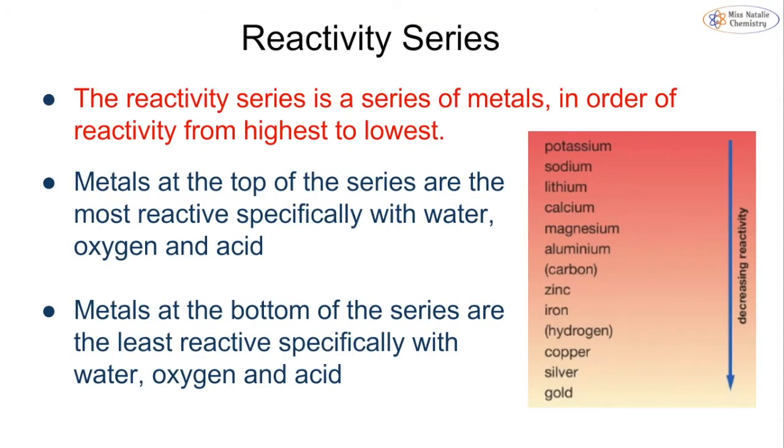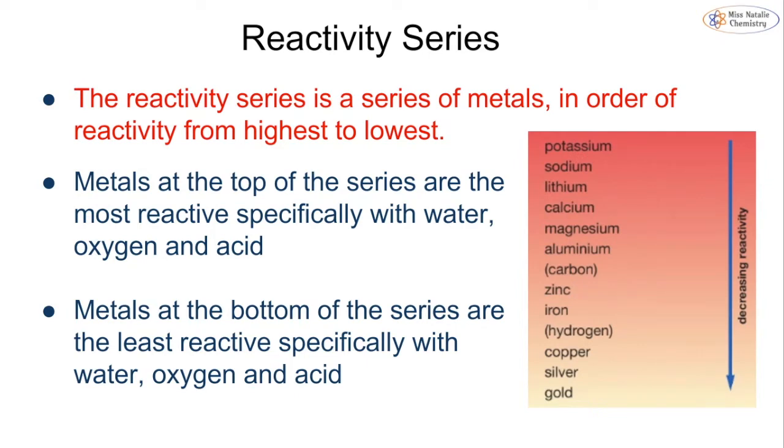So what is the reactivity series? Well, the reactivity series is a series of metals in order of reactivity from highest to lowest. And you can see that we have a picture of the key metals here. We're going from potassium all the way down to gold. Now, there are some other metals that are not on this list that you may come across, but you'll be able to work out where they would fit in by using predictions about what you already know about the reactivity series and where you think they will fit.